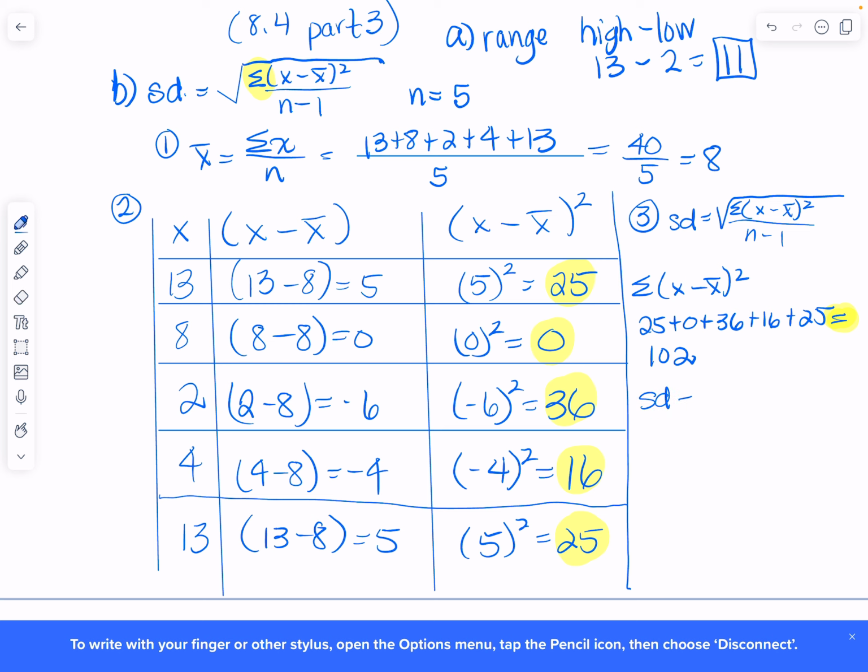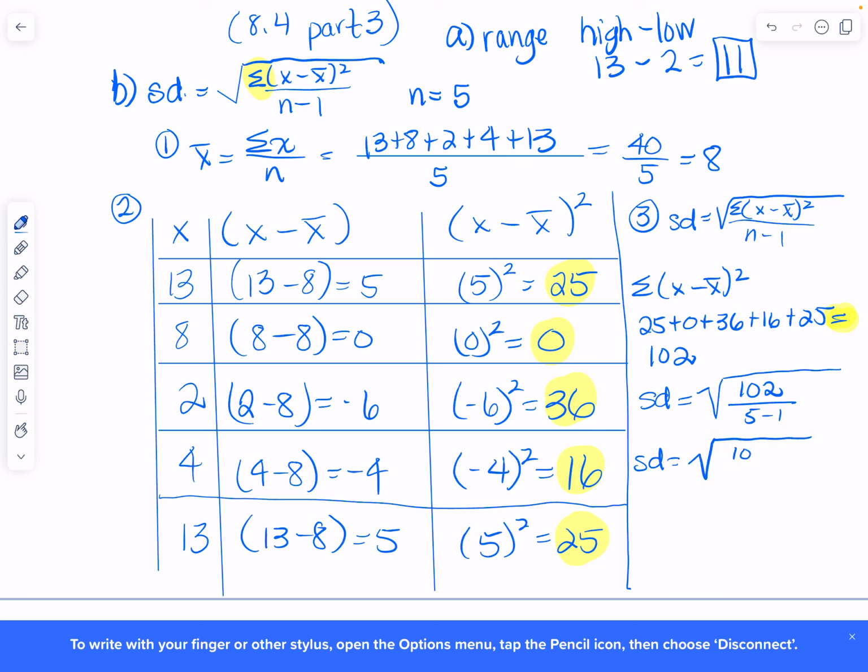Okay, so standard deviation equals the square root of 102, which is the sum of x minus x bar squared, over n minus 1. Remember, n was 5. So 5 minus 1 will give me 4.